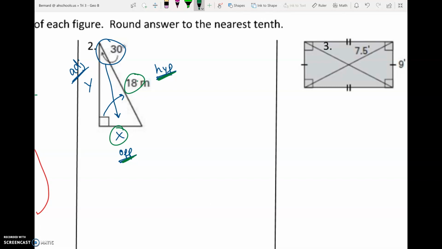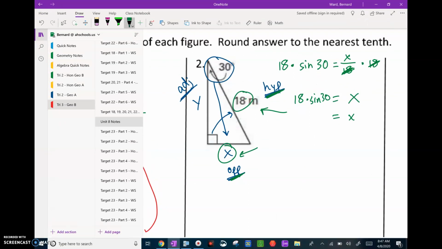Opposite over hypotenuse is the sine part. So sine of 30 is going to equal its opposite, which is x, divided by the hypotenuse, which is 18. And so this time, it's a little bit nicer. We're going to multiply both sides by 18. And while we do that, our 18s cancel on our fraction side, and it just leaves us with x. And so we've already got x, and all we need to do is type 18 times the sine of 30 into our calculator, and we get our answer for x.